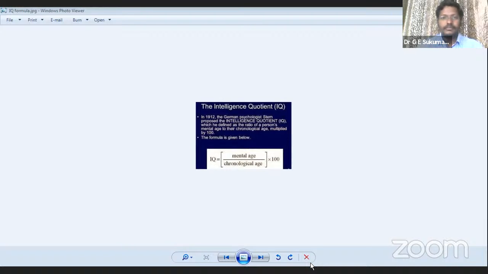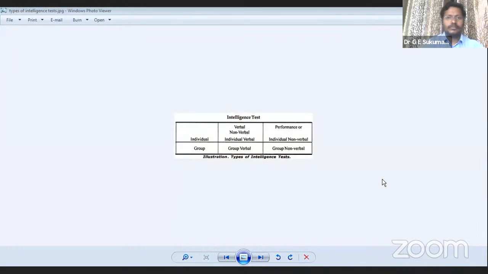This formula is very much used for our intelligence tests. IQ is equal to MA by CA into 100. We try to look at different psychological tests. This is what is given in your textbooks. When you want to classify intelligence tests, they can be broadly divided into either individual tests or group tests based on the administration.